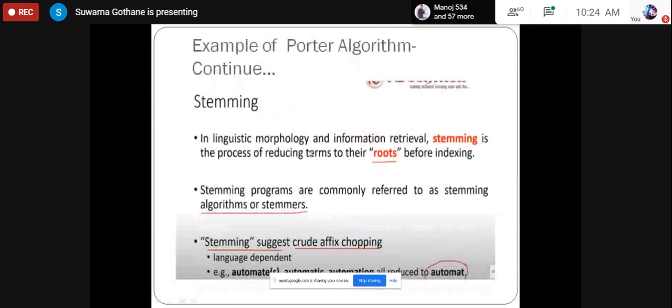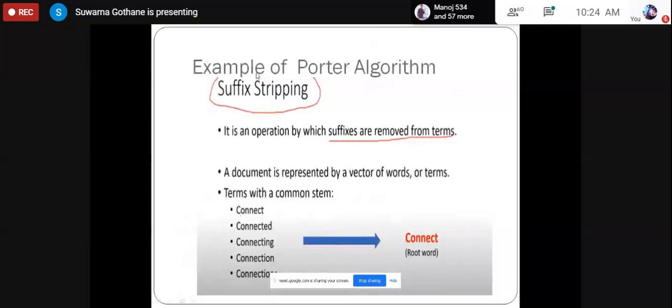So, an example of the Porter stemmer algorithm. Mainly why do we use it? To remove the stem. Stem means any word. Now the original word is connect. We need to obtain its root word. We need to come towards the root word by removing the unnecessary alphabets. So that is called stemming.